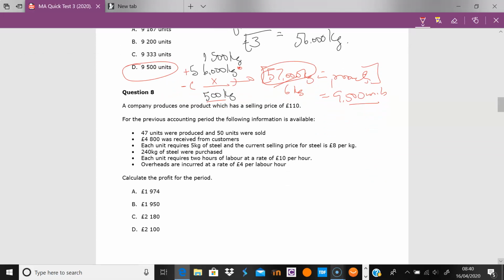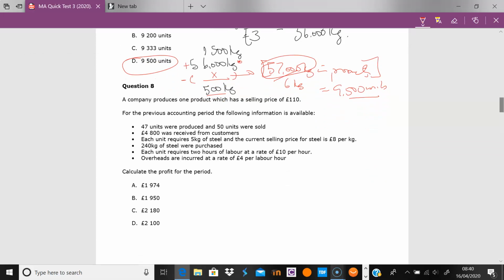This one, there's just a lot of information, but I think they're trying to confuse you. They're trying to test your understanding of the meaning of profit. Profit is the difference between sales, of how many units actually left the building, less cost of sales, so the cost of those units. The significant units here are 50 units. You sold 50 units. So we're trying to compare the sales of 50 units with the cost of 50 units, fundamentally. That's it.